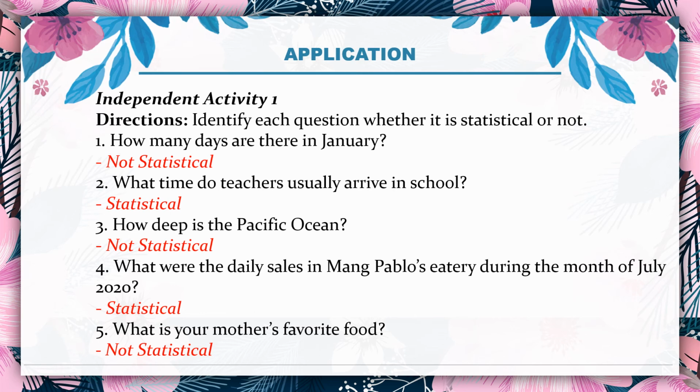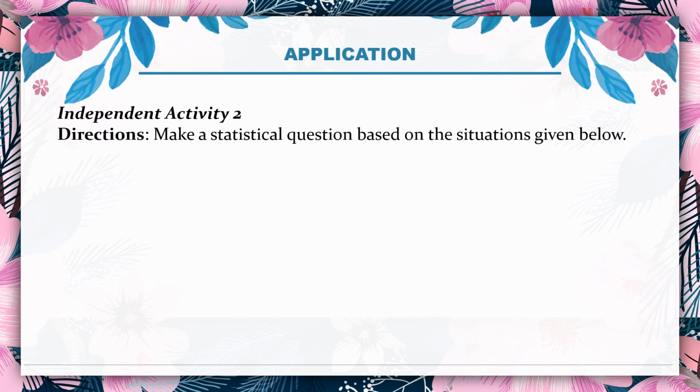Very good. Now you are able to identify whether the questions are statistical or not. Let's go to the next activity. So the next activity is independent activity 2. The direction is, make a statistical question based on the situations given below. So your answers may vary.